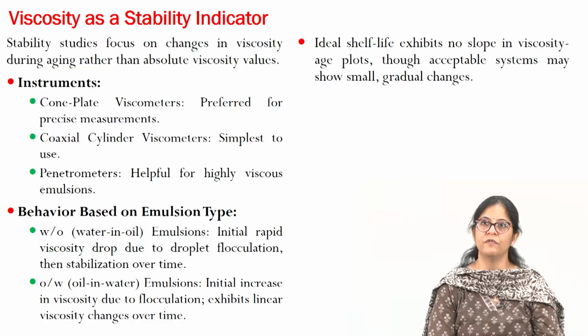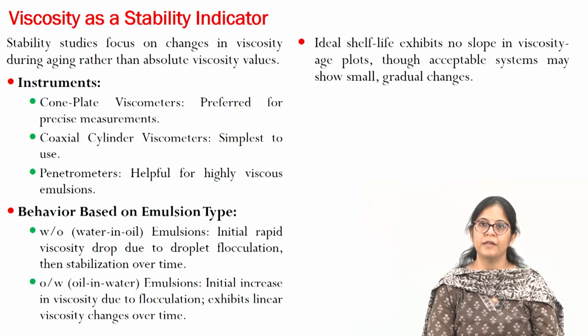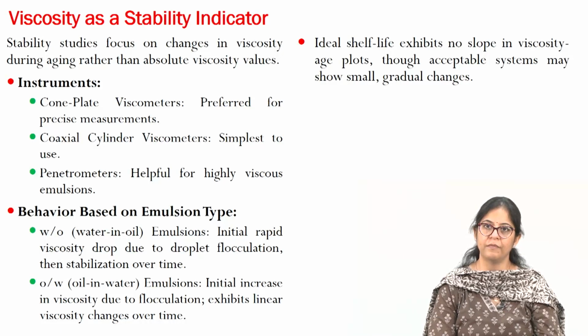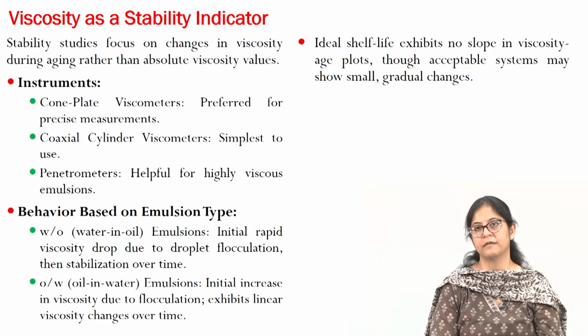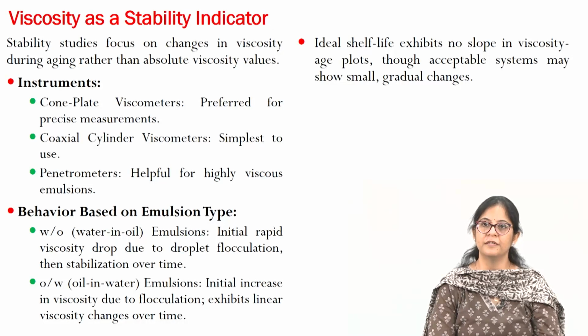Stability studies also focus on changes in viscosity during aging rather than absolute viscosity values. Instruments like cone plate viscometers are preferred for precise measurements. Coaxial cylinder viscometers can also be used, and they are very simple. Penetrometers are helpful for highly viscous emulsions.